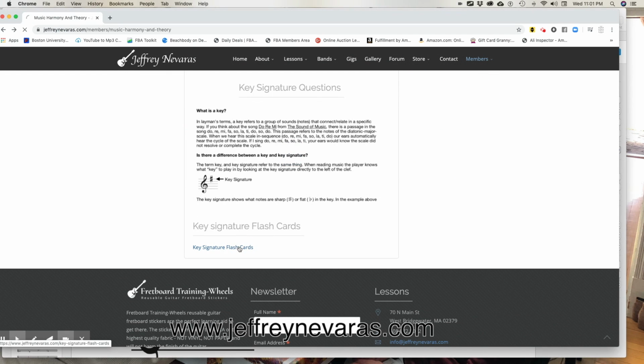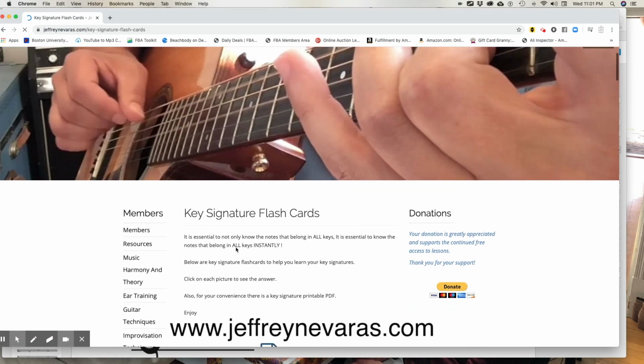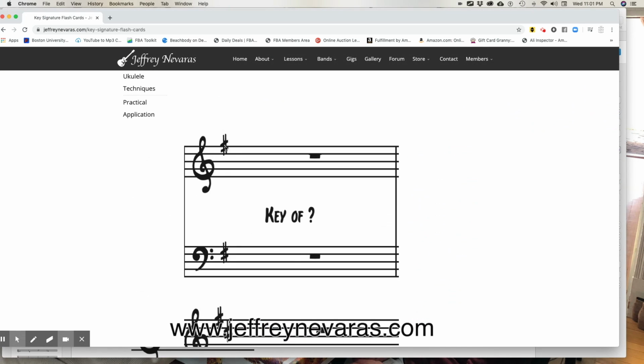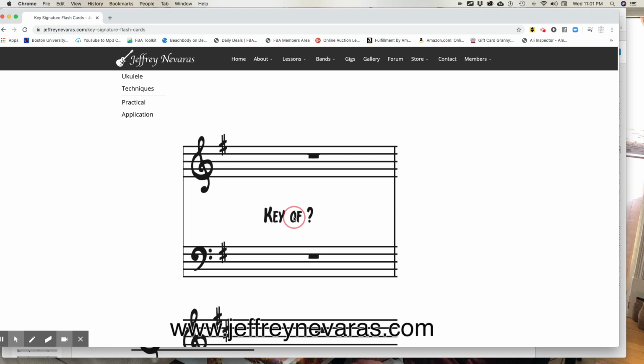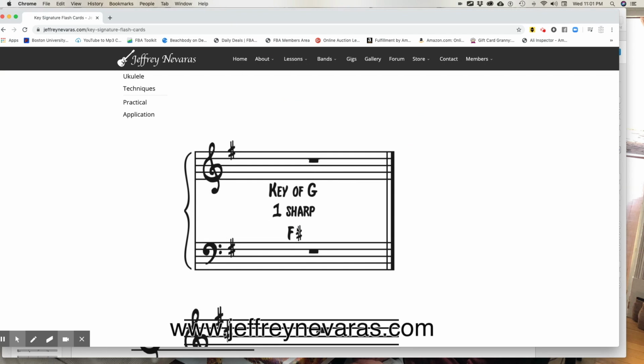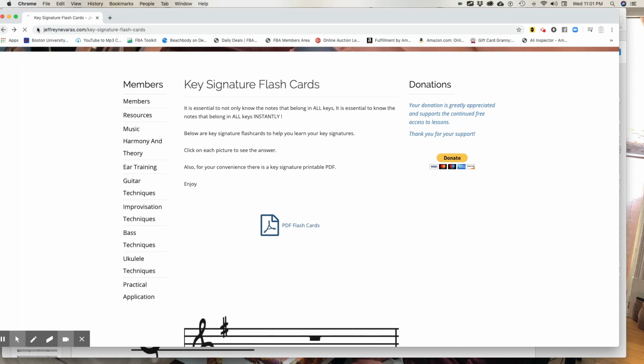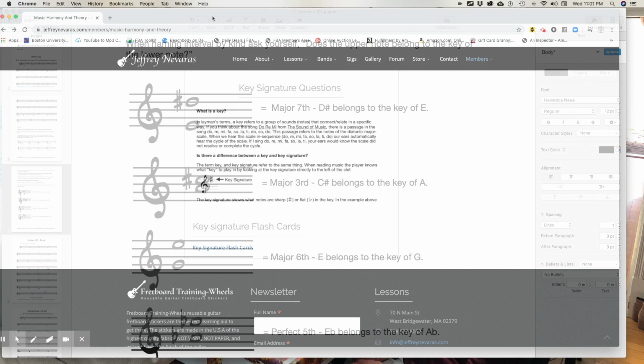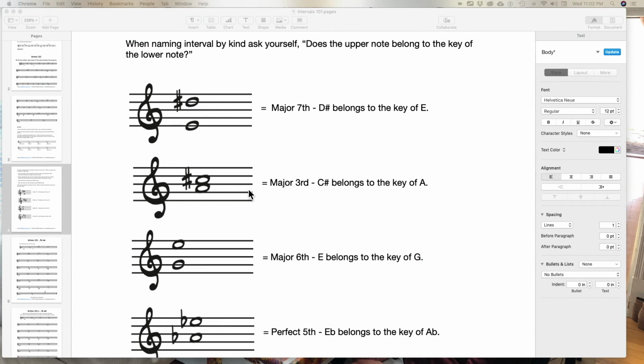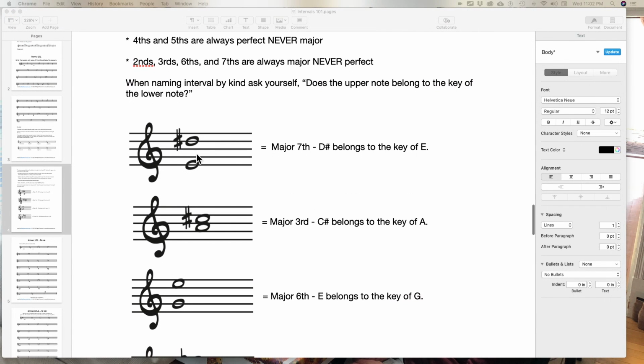We have this cool little page here. They're key signature flashcards. If you look at this here, it says F is sharp, and you can ask yourself, what key is that? And if you click on the picture, it'll flip and it'll say, oh, key of G, 1 sharp, F sharp. I think this is all in the key signature video on my website. Again, if you're not comfortable with key signatures and scales, you've got to get comfortable with that.